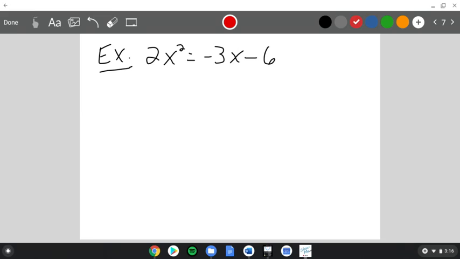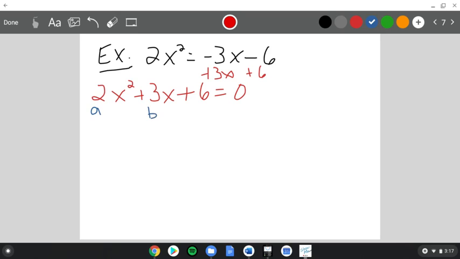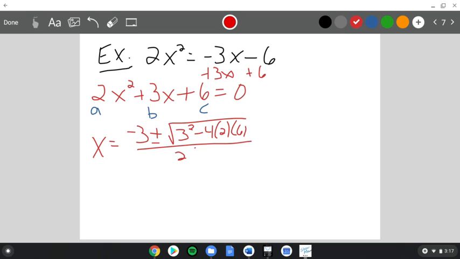For the next one, again, it's not quite in the right form, so we need to add the 3x to both sides. We need to add the 6 to both sides so that it all equals 0. 2x squared plus 3x plus 6 equals 0. And then we have a is 2, b is 3, c is 6. X equals negative 3 plus or minus the square root 3 squared minus 4 times 2 times 6 all over 2 times 2.